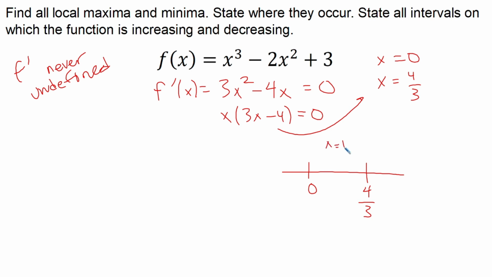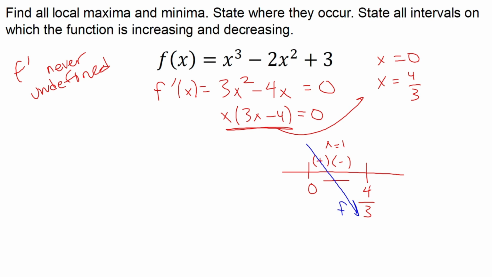If I plug x equals 1 into my derivative, I get x, which is 1, or a positive number, times 3 times 1 minus 4. Well, 3 times 1 minus 4 is a negative number. So I get a positive number times a negative number, which tells me that the derivative is negative, and it tells me that the function is decreasing. So I'm going to draw on here, it's like blue. The function is decreasing there.